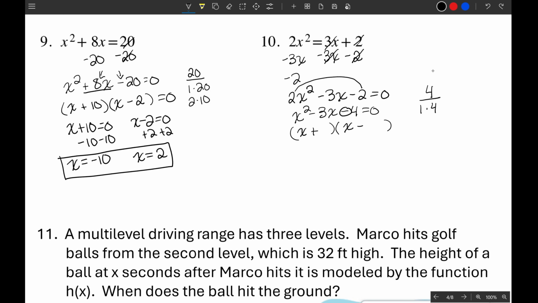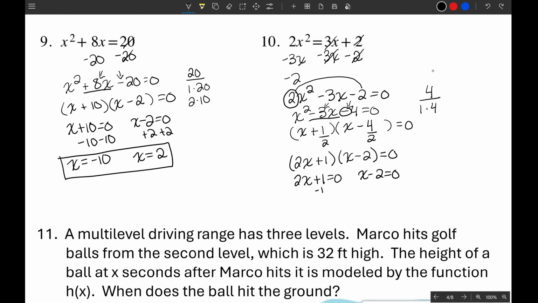So 1 and 4, does that subtract to make 3? Yes, it does, and I need it to be a negative 3. So 4 has to be negative and 1 has to be positive. Now I multiplied and moved this 2, so I will divide both of these by 2. 1 over 2 does not reduce, so I'm going to pull that 2 to the front. 4 over 2 is 2, so I'll simplify that. And I'm still equal to 0, I just haven't been writing my equal 0. So set both of these equal to 0 and solve.